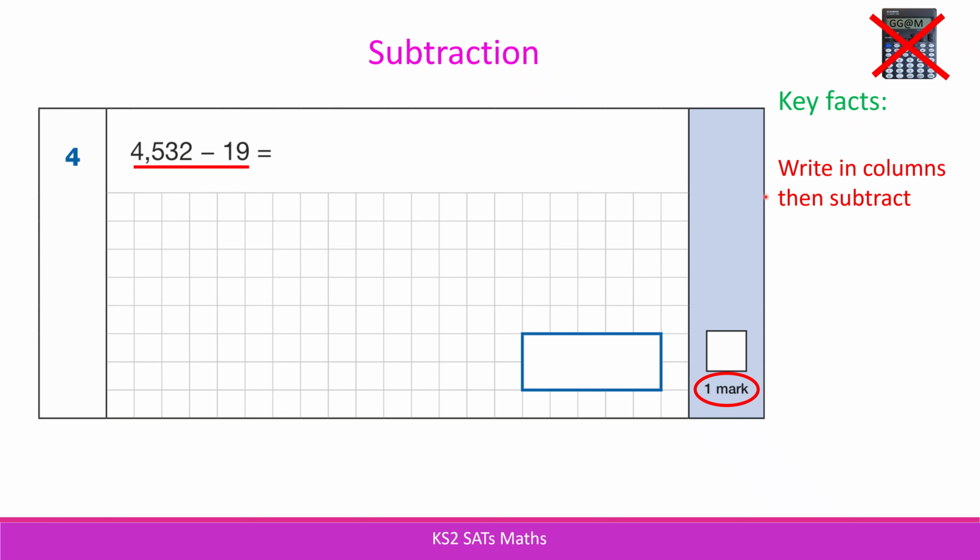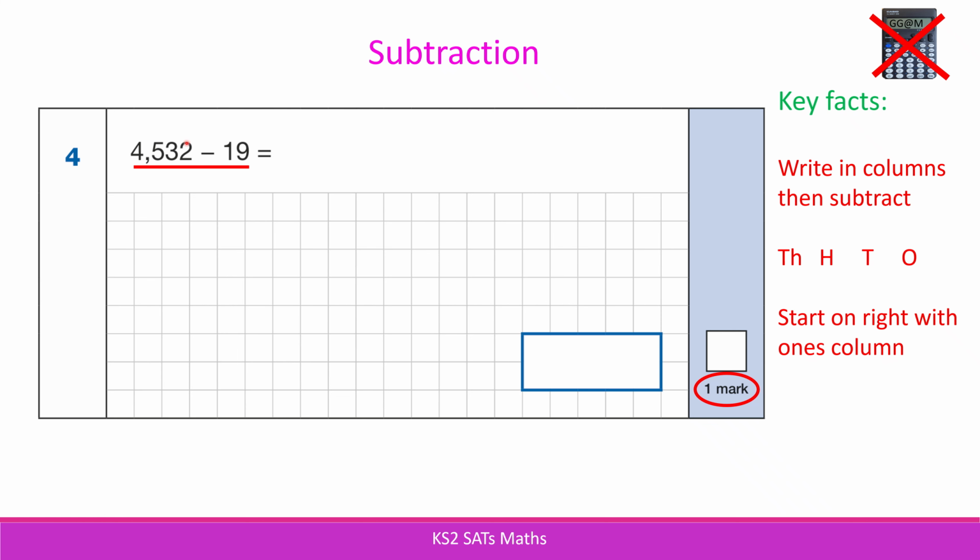You need to write in columns and then subtract. So you need to line up the correct columns. Remember, your column headings are thousands, hundreds, tens and ones. So if we look at this one, we've got 4,000, 500, 3 tens and 2 ones. So they're the headings.